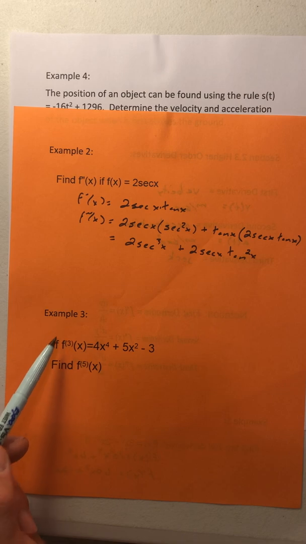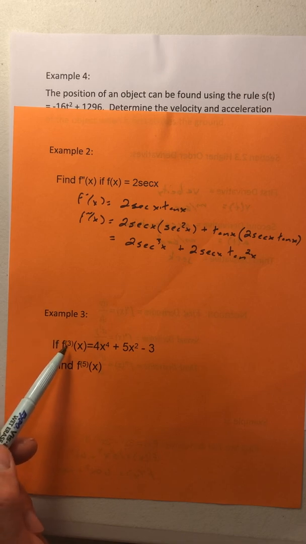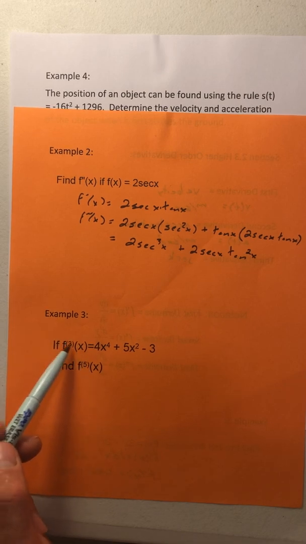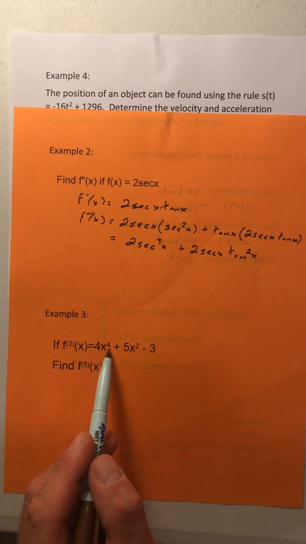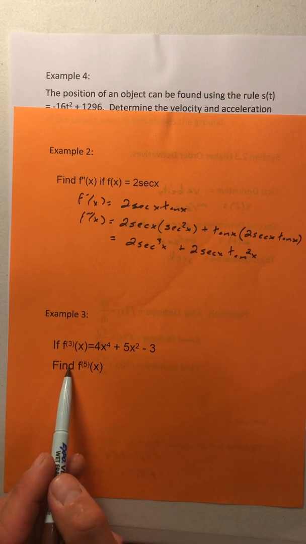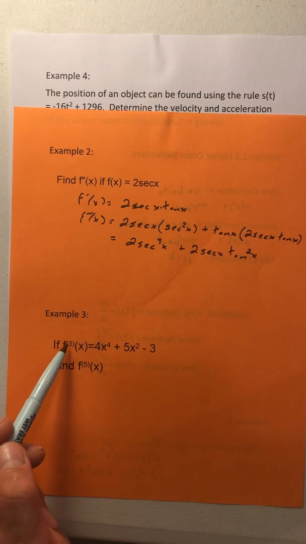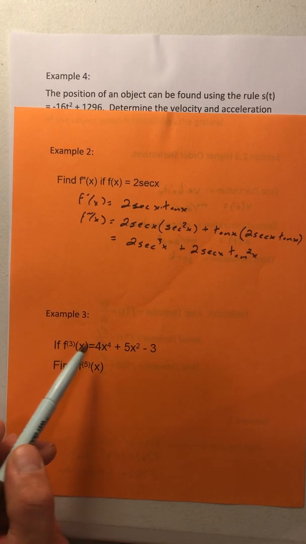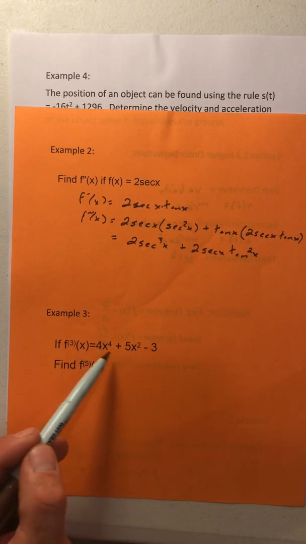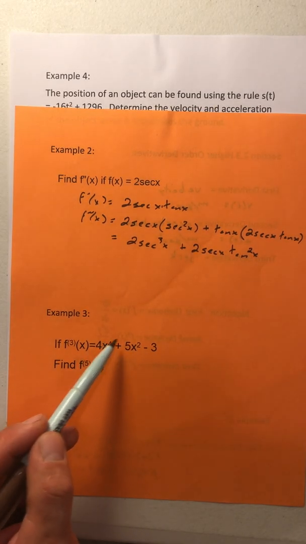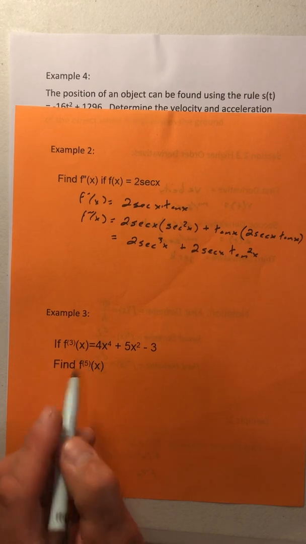Down here, example 3, we're given f triple prime of x, or the third derivative of x, as being 4x to the fourth plus 5x squared minus 3. They want us to find the fifth derivative of x. You have to be careful with our notation because they're already giving us the third derivative. We don't need to find the derivative 5 times. We just have to find the fifth derivative.